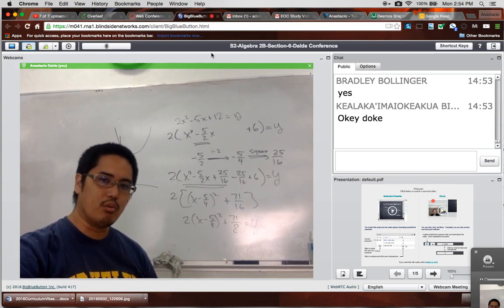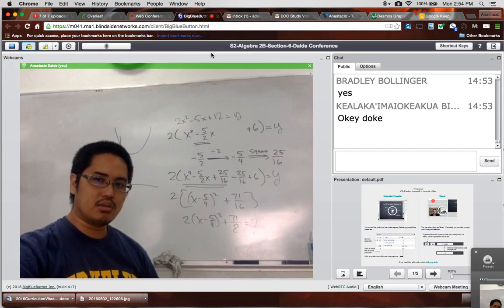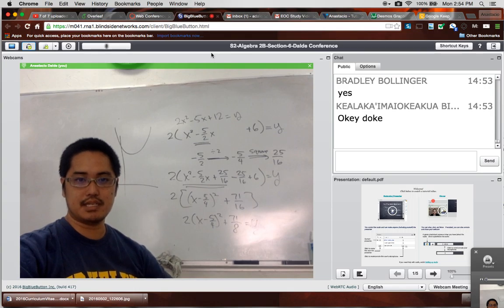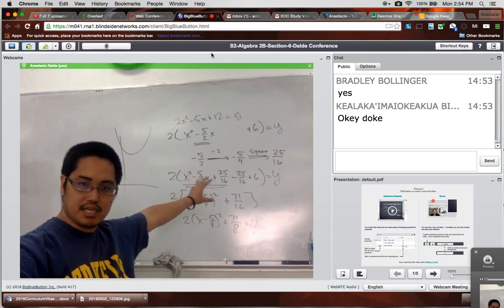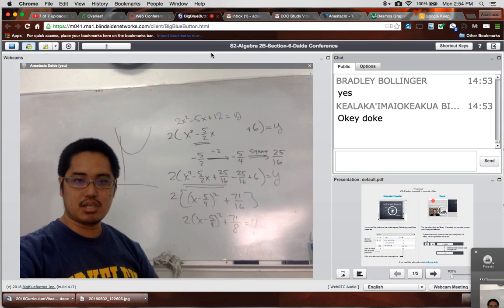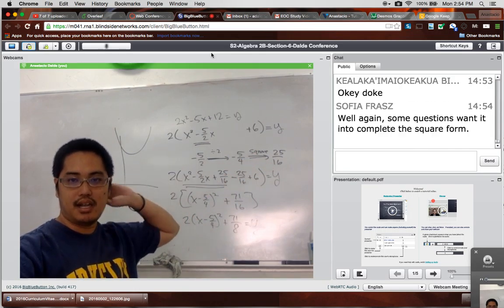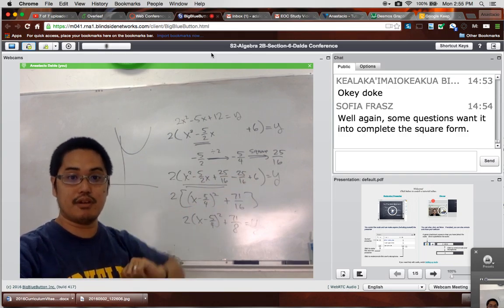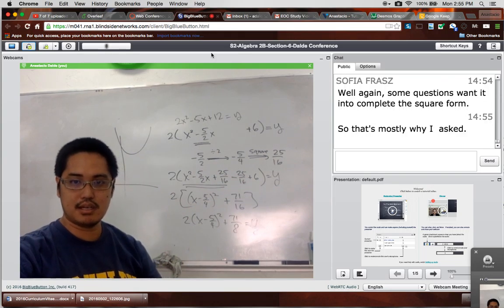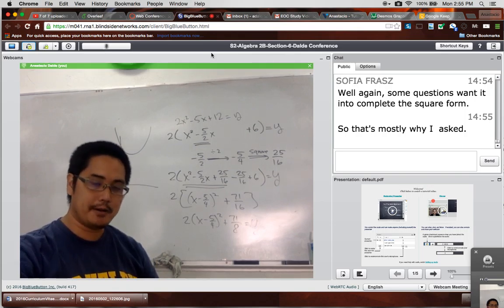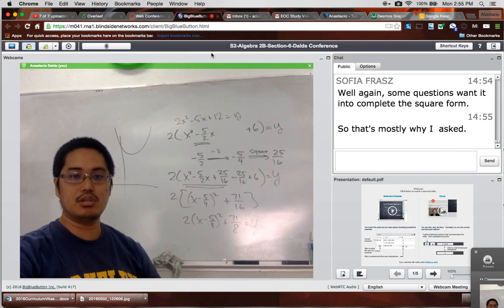But if this were equal to y, and Sophia was asking, why are you only messing with the left-hand side? I'll tell you why. Because in trying to turn this into vertex form, I was messing with only one side, because I didn't want to mess with the y on that side. So I would do all these tricks where instead of adding 25 over 16 to both sides, I added 25 over 16 and minus 25 over 16 to the same side. Well, again, some questions want it in complete the square form. Some questions specifically want you to put it in vertex form.